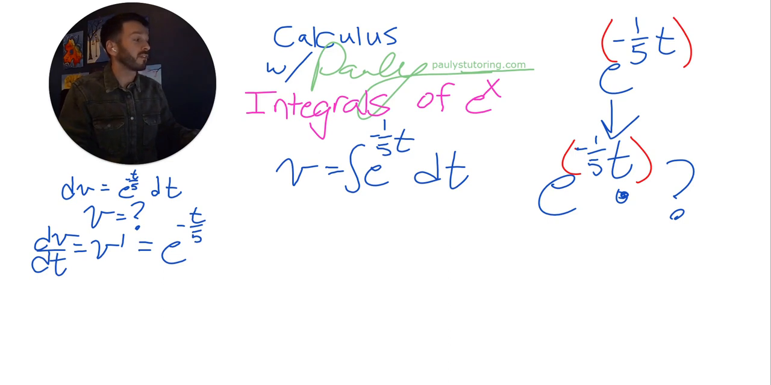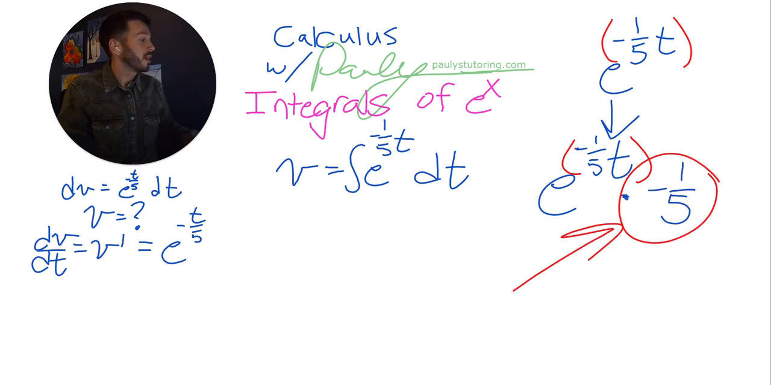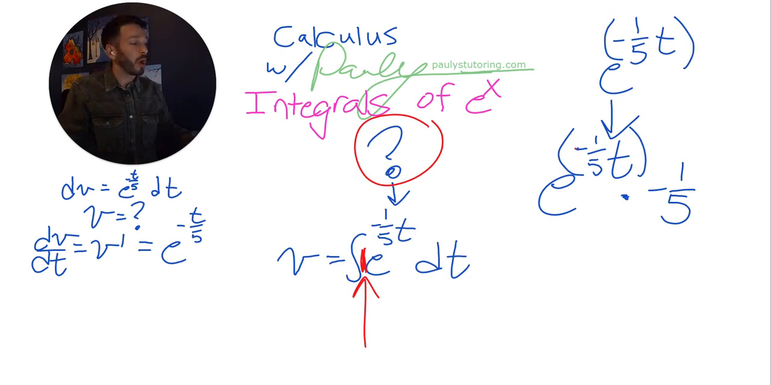It's the derivative of the outside, that's the e, whatever is in the exponent, times the derivative of what is on the inside there. So the derivative of negative 1 over 5t is negative 1/5. Okay, so we have to figure out what can we differentiate that will produce this function, e to the negative 1 over 5t. Well, that means that we have to cancel out that negative 1/5.